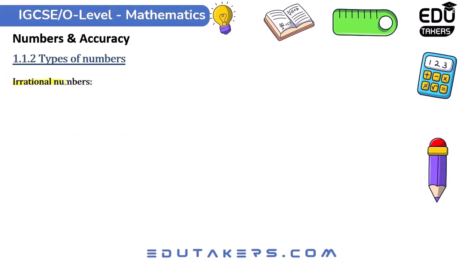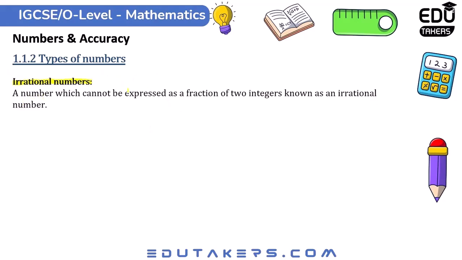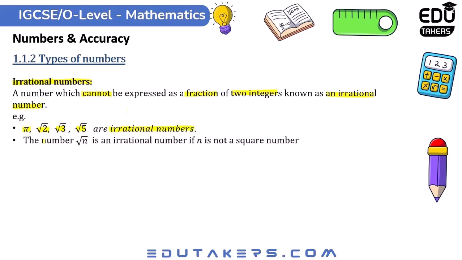The next is irrational numbers. A number which cannot be expressed as a fraction of two integers is known as an irrational number. For example, pi, square root of 2, square root of 3, square root of 5, these all are irrational numbers. We cannot write them as a fraction of two integers. The number square root of n is an irrational number if n is not a square number.